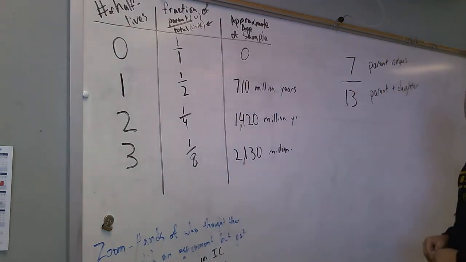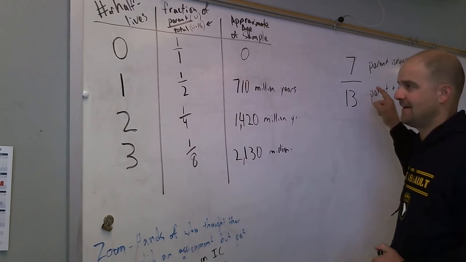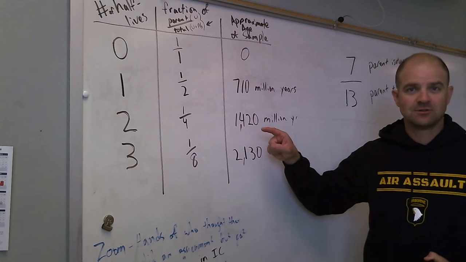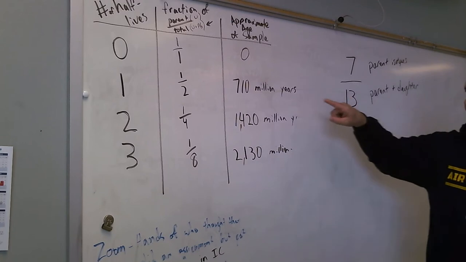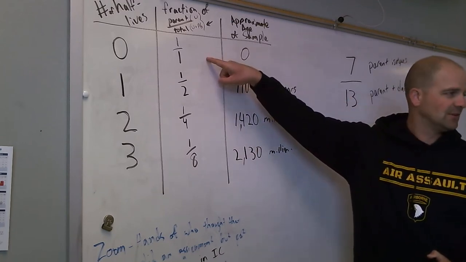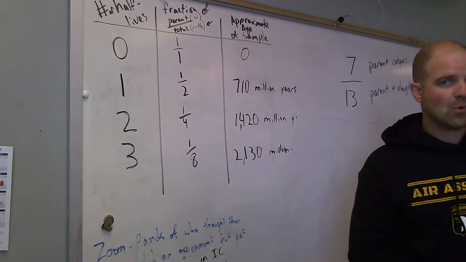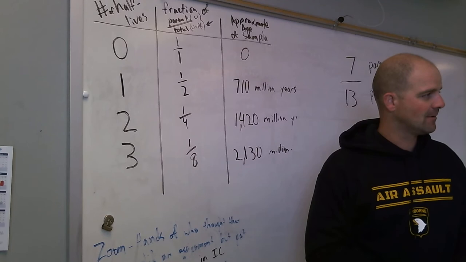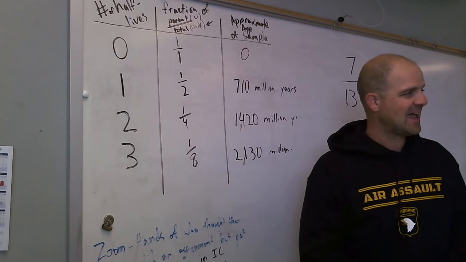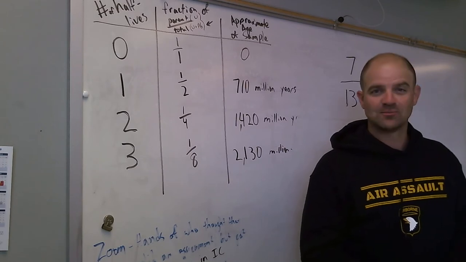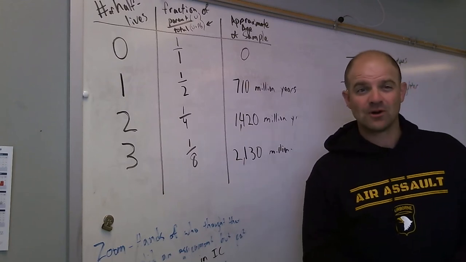So where do we go from here? Well, we want to know how old our sample is with this fraction. Where does that fraction fit in our chart? So, student, how does 7/13 compare to a whole? Does it go in between a whole and a half? Is 7/13 more or less than a half? She's using a calculator. More. It's more than a half, because half of 13 would be 6.5, right? Yeah. Okay, so we're just a little over a half.